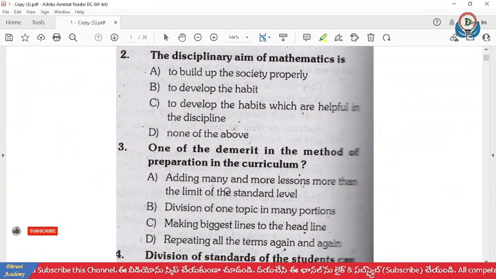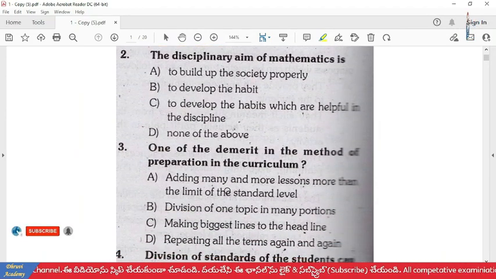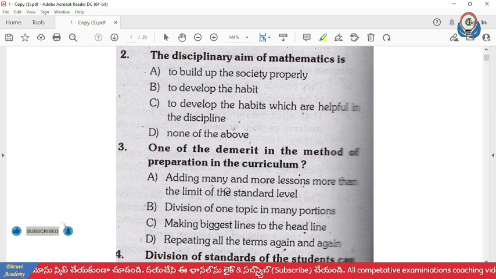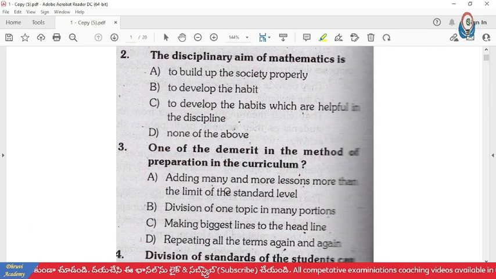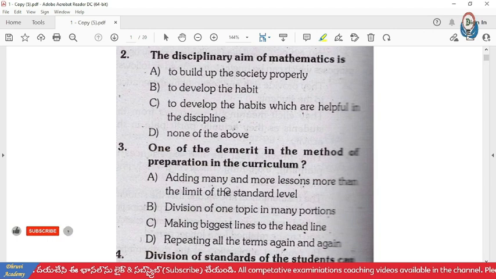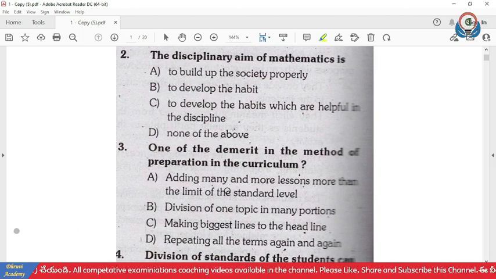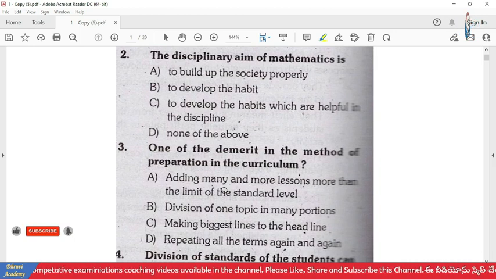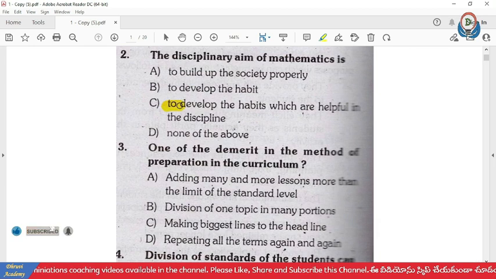The disciplinary aim of mathematics is: A, to build up the society properly; B, to develop the habit; C, to develop the habits which are helpful in discipline; D, none of the above. The answer is to develop the habits which are helpful in discipline.